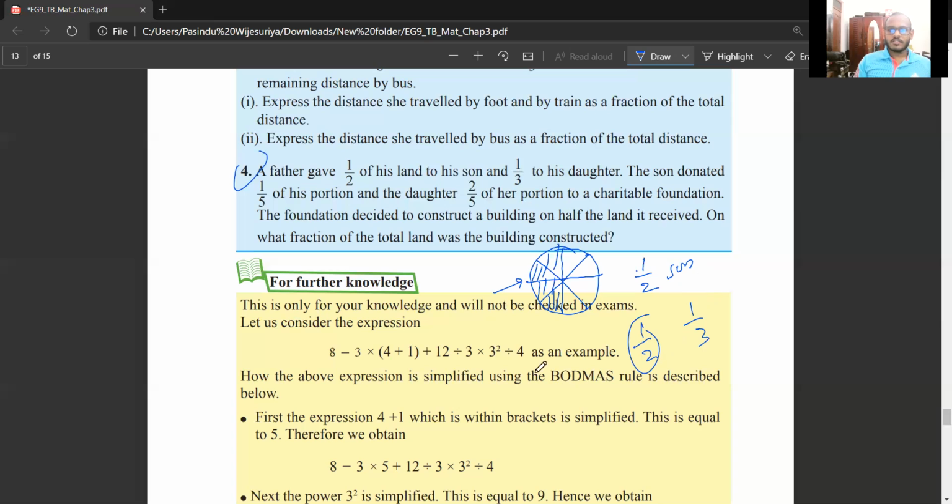So what they have asked is, from this half, the son has donated 1/5. So 1/2 into 1/5 is, so this is 1/10 of the total portion.